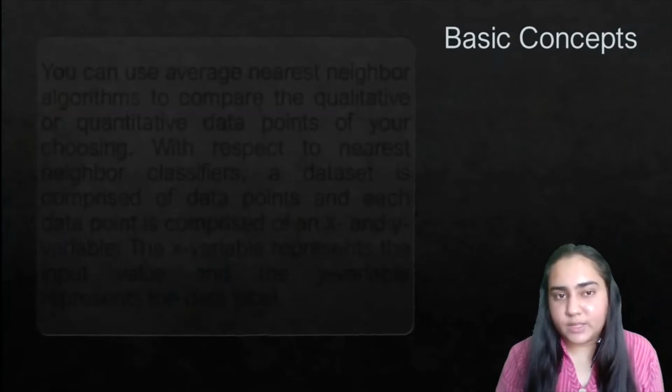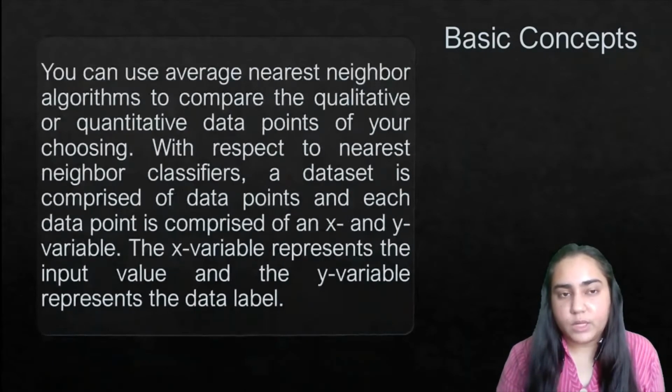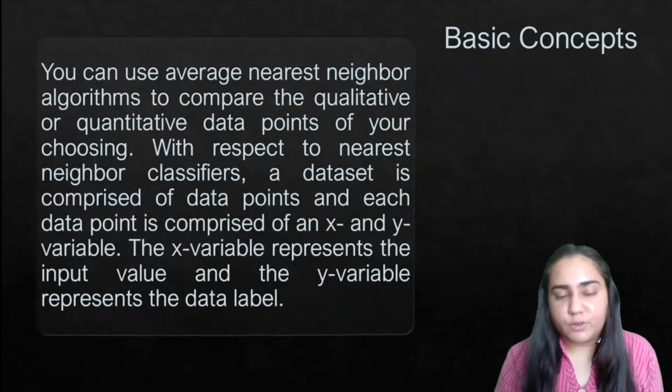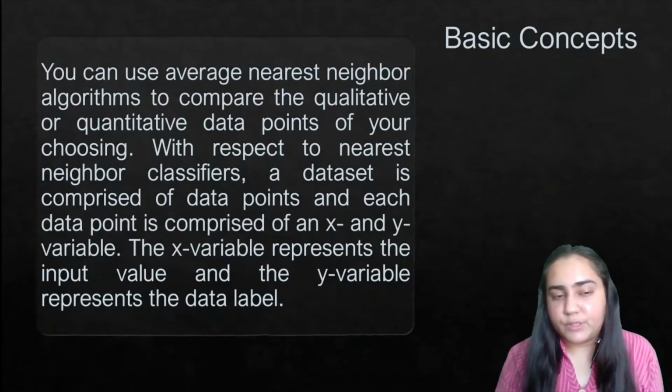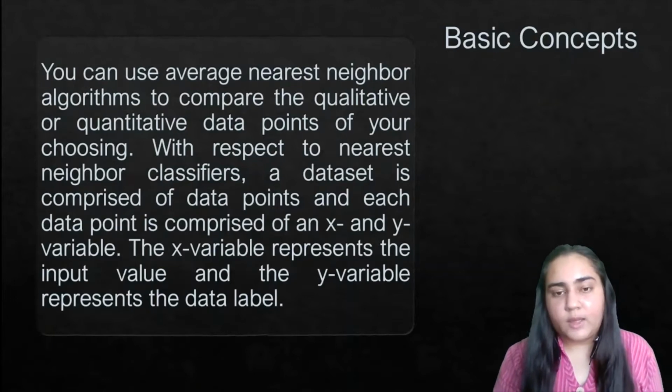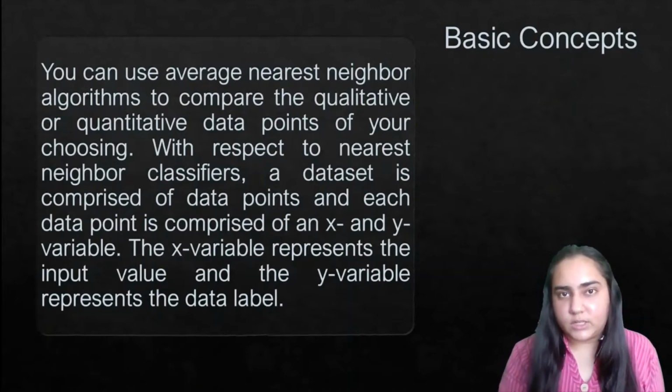Let's look at some basic concepts of average nearest neighbor algorithms. You can use average nearest neighbor algorithms to compare the qualitative or quantitative data points of your choosing. With respect to nearest neighbor classifiers, a dataset is comprised of data points, and each data point is comprised of an x and y variable. The x variable represents the input value, and the y variable represents the data label.